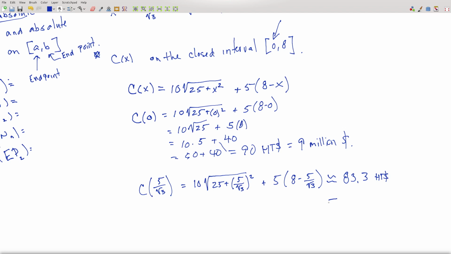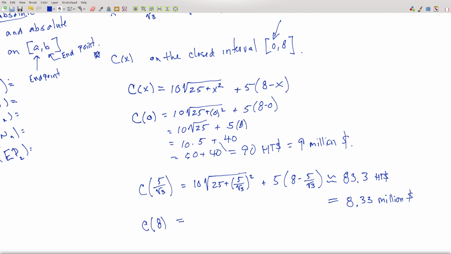$83,300,000 is about $8.33 million. Okay? So at that value of x, the cost is $8.33 million. And finally, if there were any other critical numbers, we would keep going, but there are no other critical numbers between 0 and 8. So now I'll do the last endpoint, C of 8.